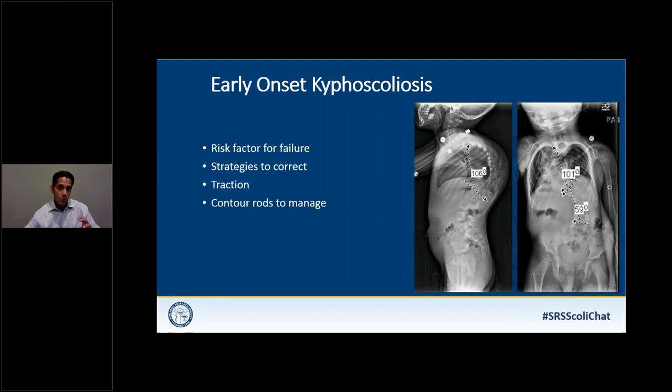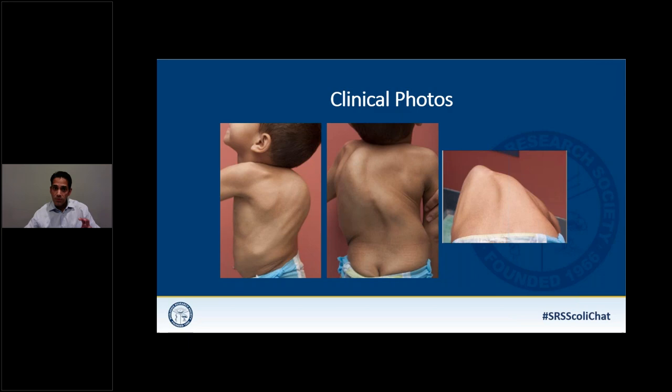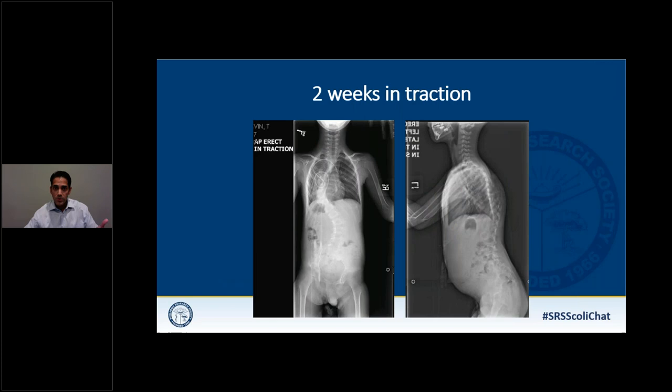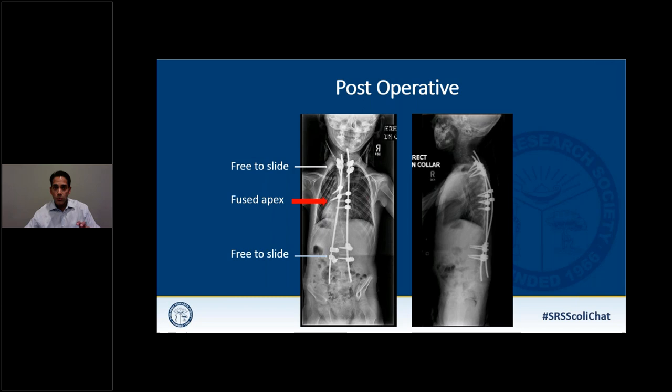This is a child you saw before, with the severe amount of kyphosis and scoliosis. What can we do? Well, we put him in traction for 2 weeks. You can see how elegantly straight the spine then becomes, and this is now much more approachable and safer to treat in the operating room. And you can see how we implanted rods here and screws that will slide along that rod so he doesn't need very frequent lengthenings, and we wait for him to grow until the top of the rod is encountered. And this is his clinical appearance after surgery.